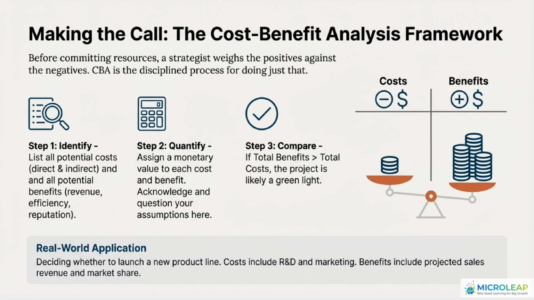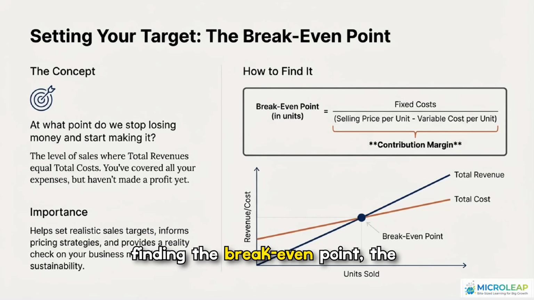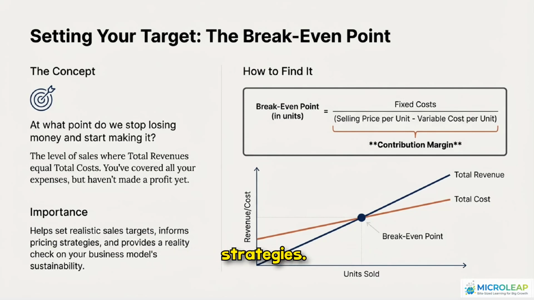Setting your target means finding the break-even point, the sales level where total revenues equal total costs. Use the contribution margin, selling price minus variable cost per unit, to calculate how many units you must sell to cover fixed costs, which informs realistic targets and pricing strategies.